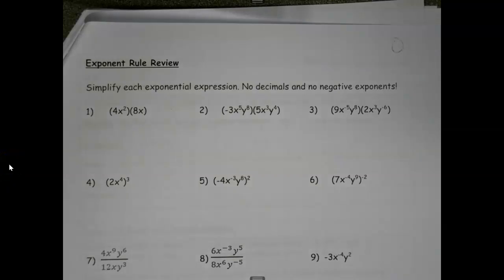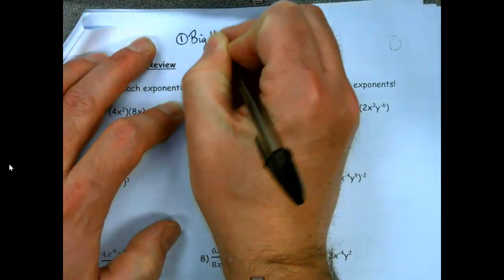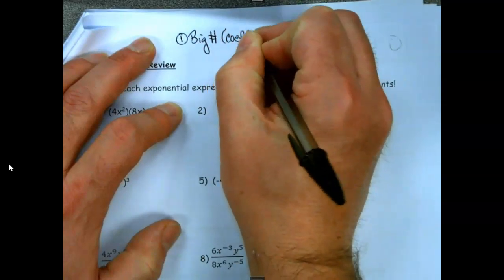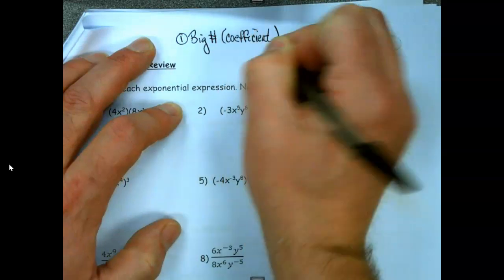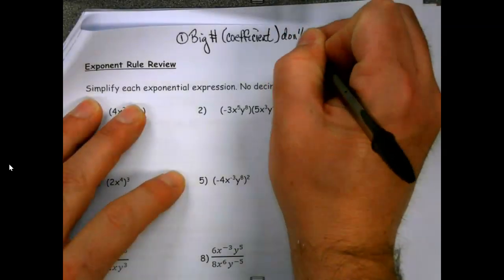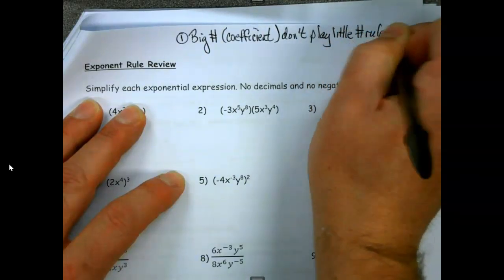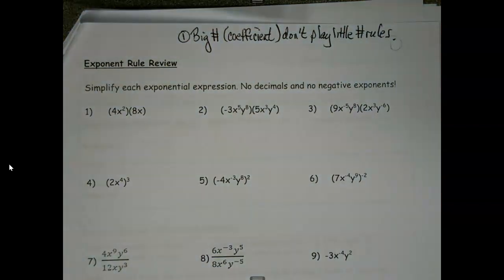Since this is an exponent rule review, I thought it would be wise, we'll see if it is or not, to write some of the rules up at the top, just to remind me, and I have them in one place this way. First rule is big numbers, if I use the fancy term, that's called a coefficient. The big numbers in front, the 4, the 8, the negative 3, the 5. Big numbers don't play by little number rules, okay? So here's what we're trying to say.